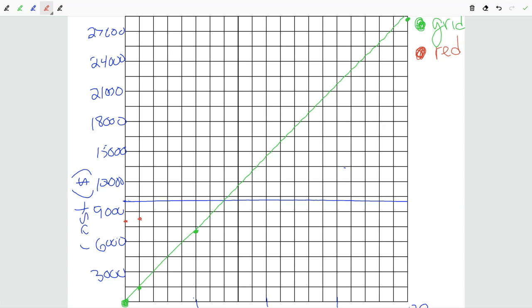In year 5, we have spent $9,650, which is right about there. And in year 20, we have spent $14,600, which is right about there. Going to draw our straight line.